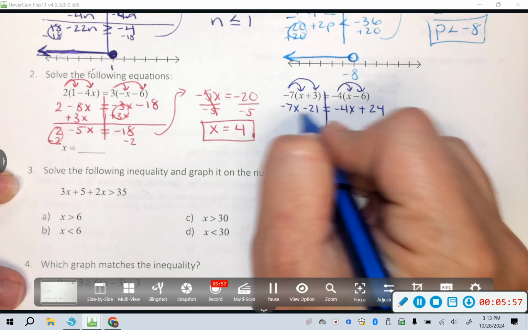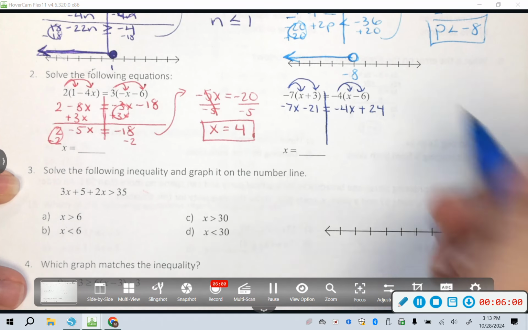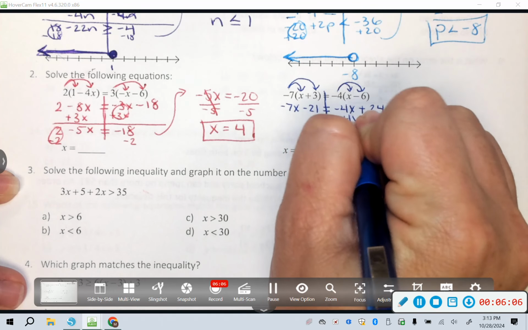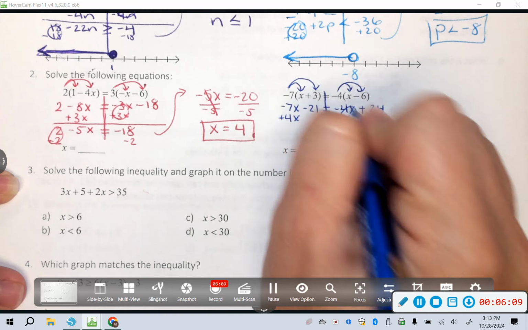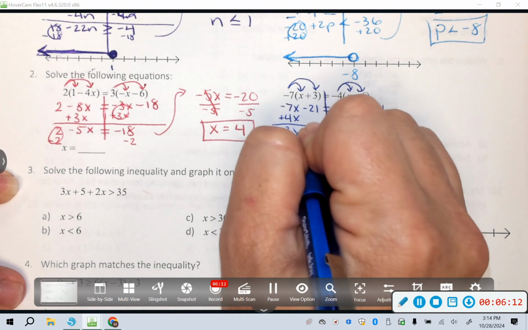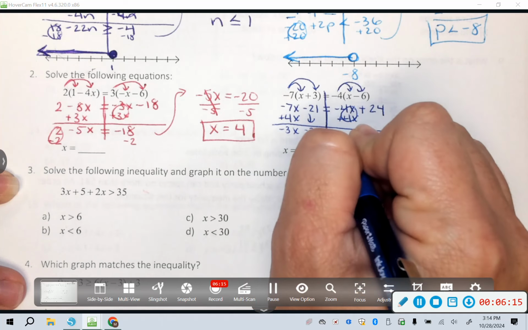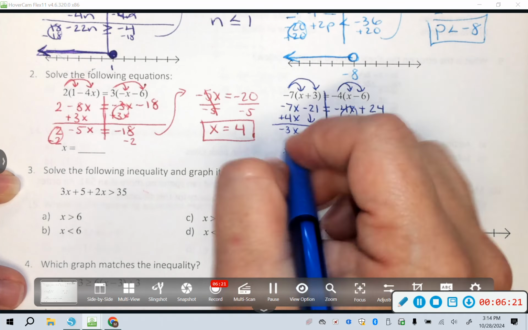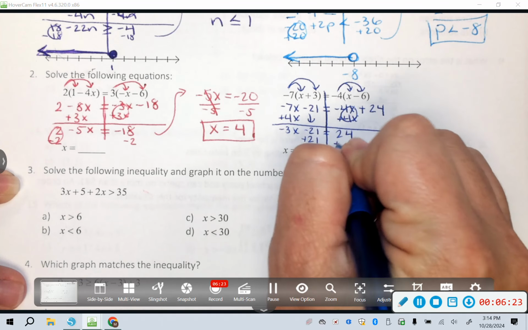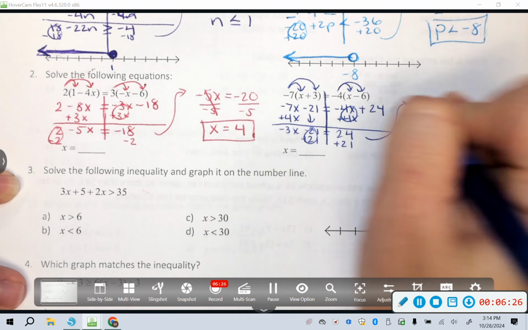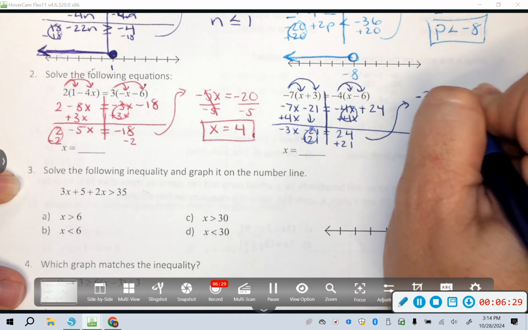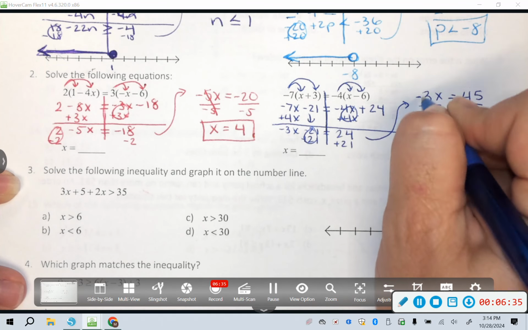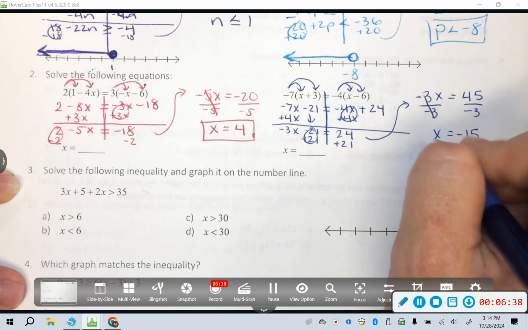So again, I can't combine these two, can't combine these two, so we skip combining like terms, and we go down to move. Move our x's to the left and our numbers without x to the right. So plus 4x, plus 4x. That gives me negative 3x minus 21 equals 24. Now I need to move my numbers without x, so this negative 21 to the right. Opposite of negative 21 is positive 21. So I have negative 3x equals 45. Divide both sides by 3 because that's my last step. And I get x equals negative 15.